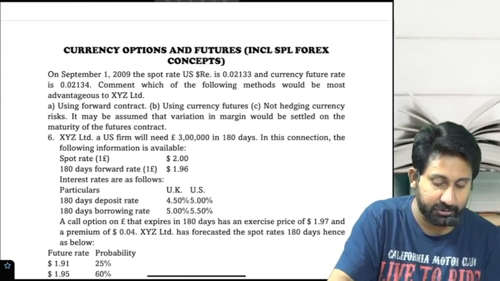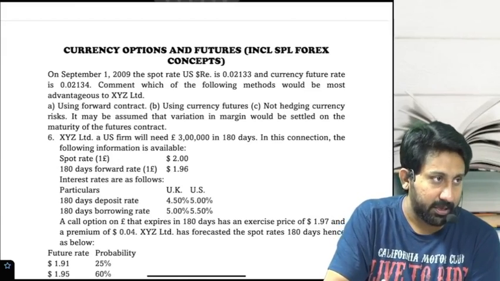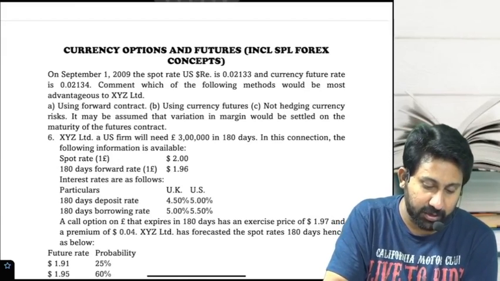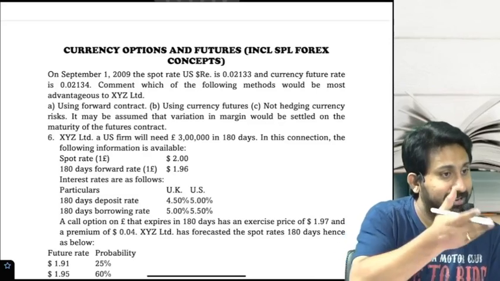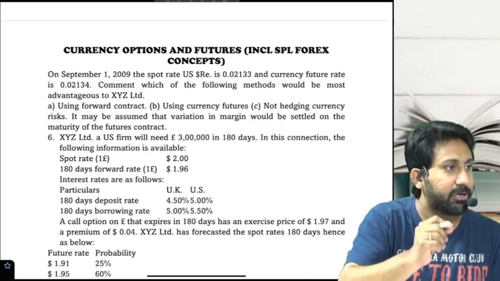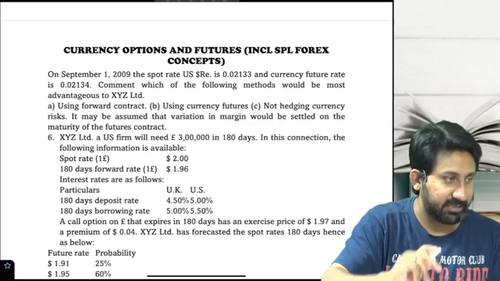On September 1st, 2009, spot rate of US dollar to rupee is 0.02133 and currency future rate is 0.02134. Convergence is there, both are same. 0.00001 difference. Ignore that convergence.